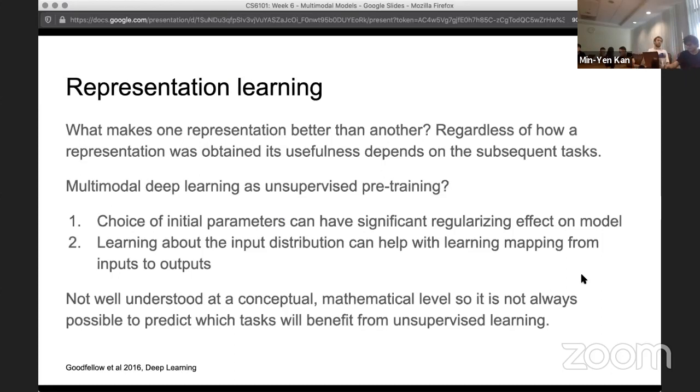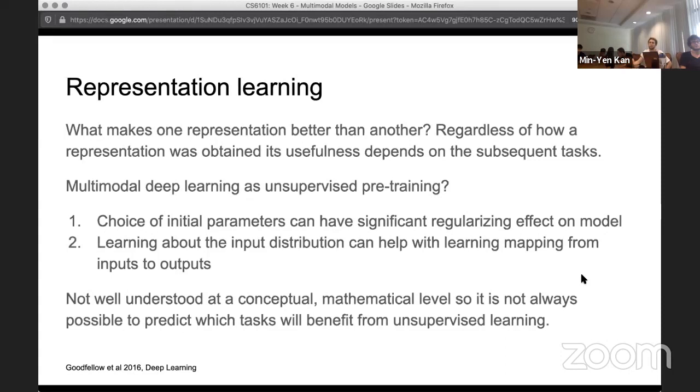But what is behind all that? I'm going to cover a little bit of how we can make sense of this idea of taking an object and representing it in a space that you can then make some use of. In the Deep Learning book, there's a chapter that covers representation learning, and the main question of the chapter is what makes one representation better than another. It's a very difficult question to answer because a representation is just as useful as what you're going to use it for.